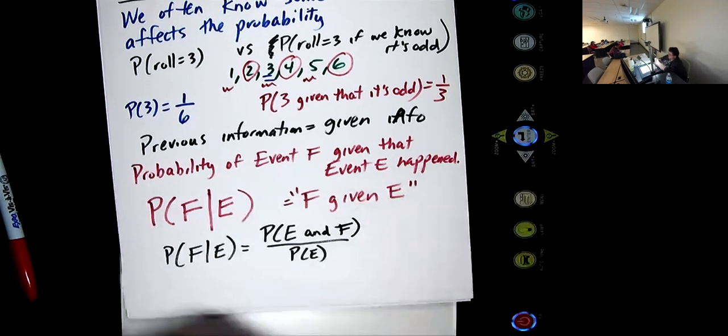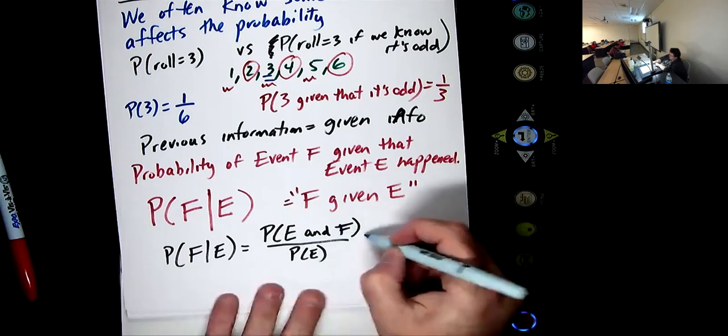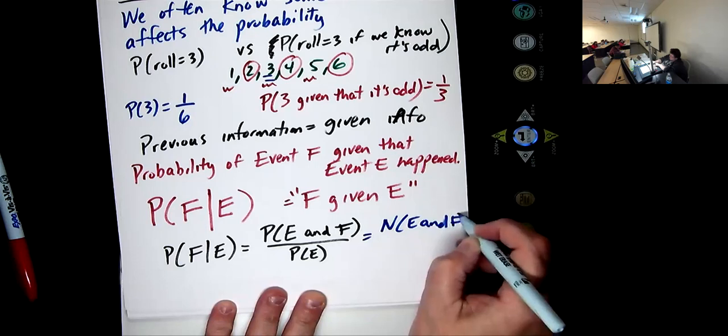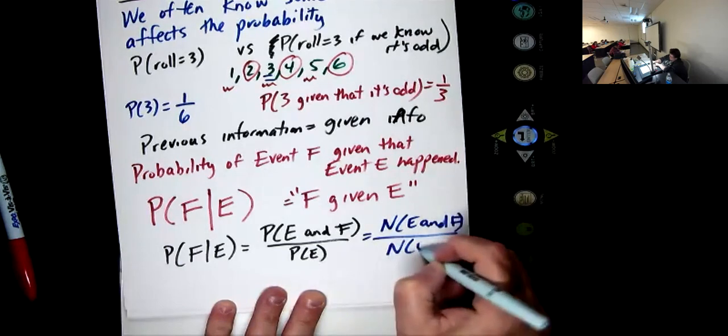Another option of this, if we don't have the probabilities, we just have the numbers, is N of E and F, and I'll show what both of these mean, over N of E.